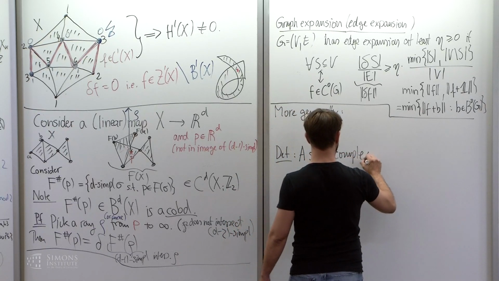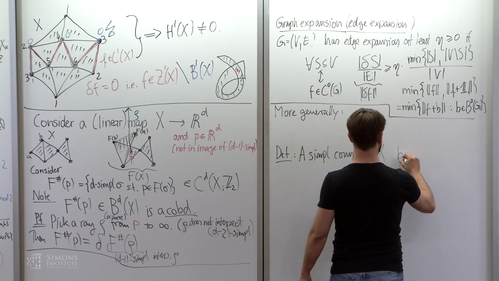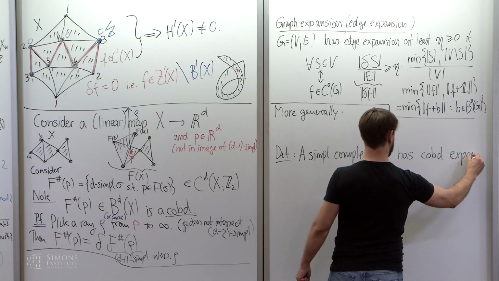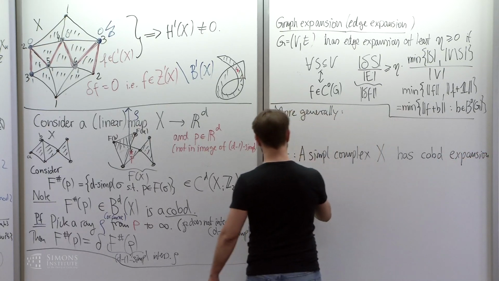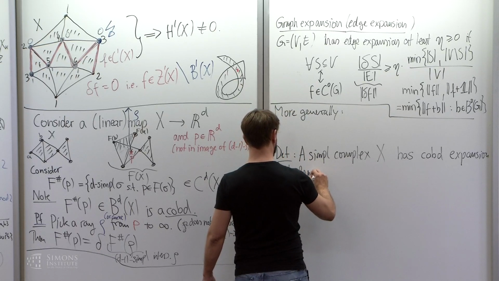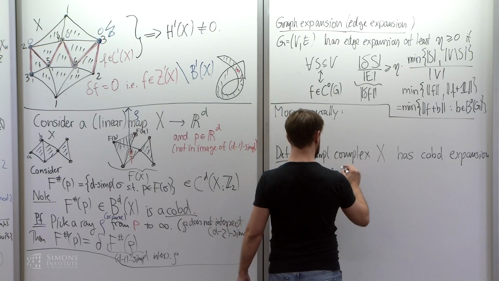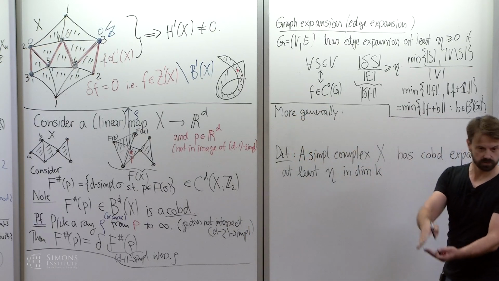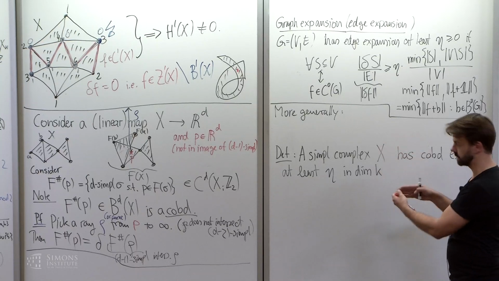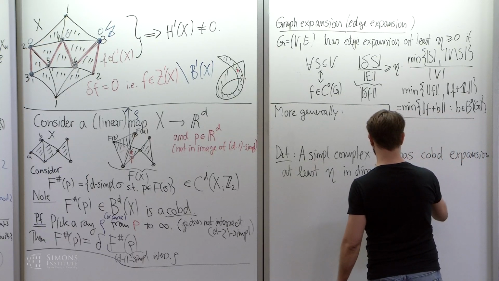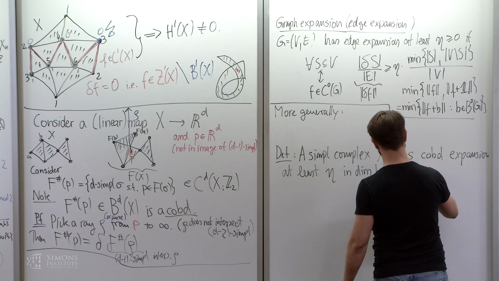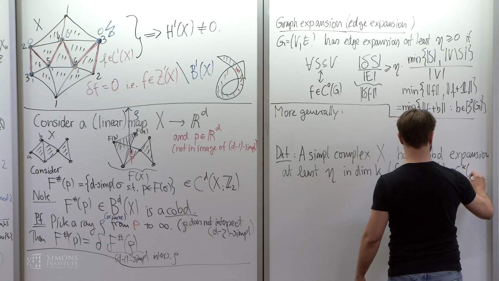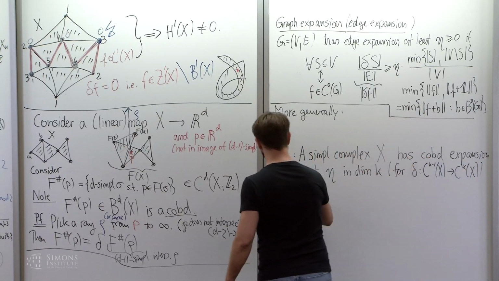So a simplicial complex X has co-boundary expansion at least some parameter eta in dimension k, more precisely for the co-boundary that goes from dimension k minus 1 to k, if the same thing holds.